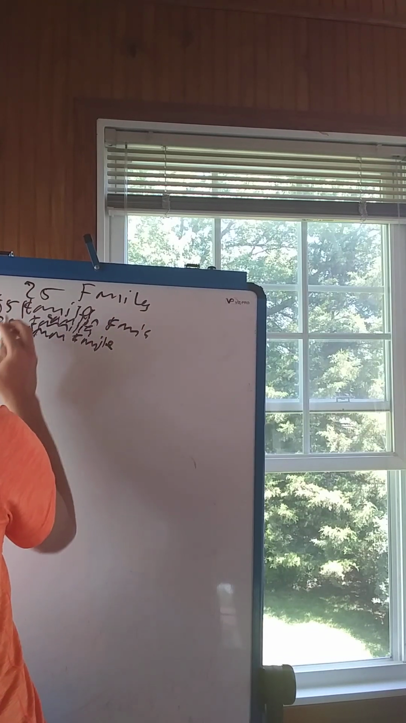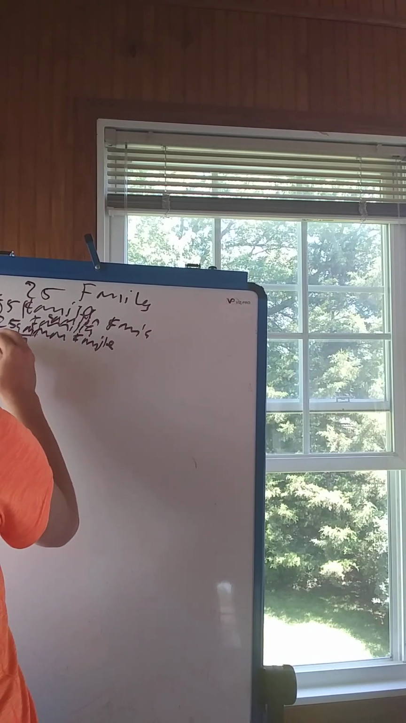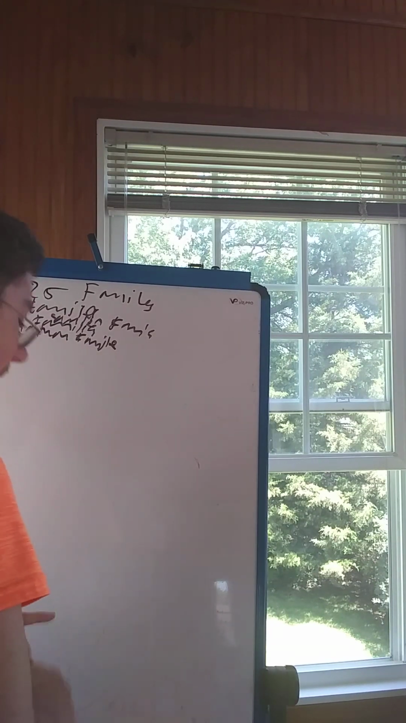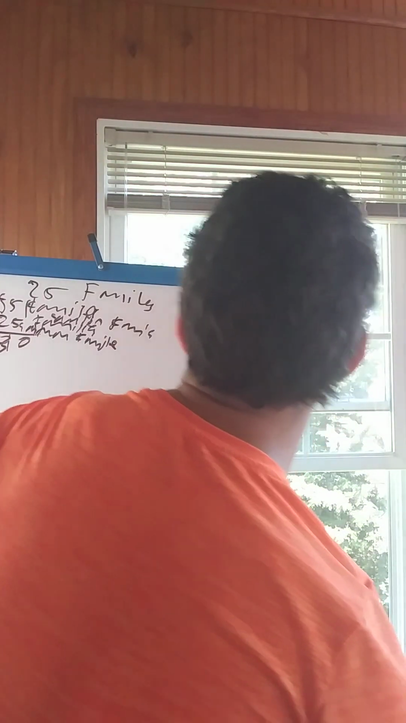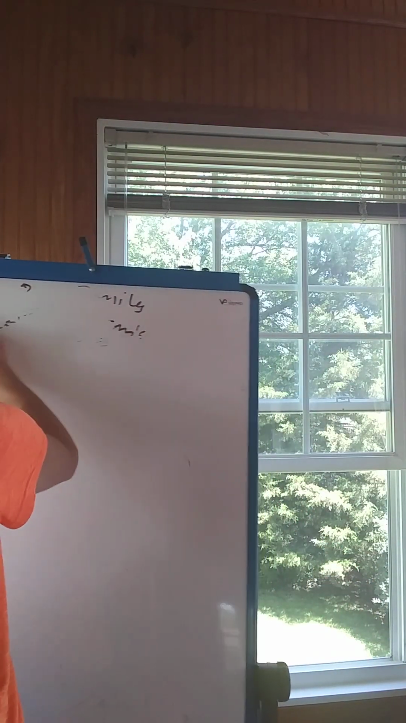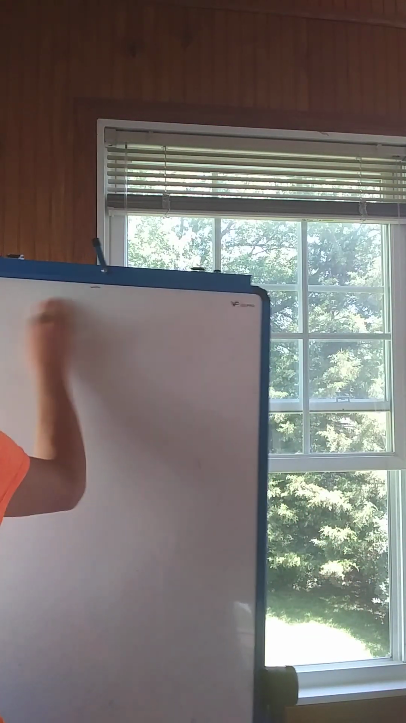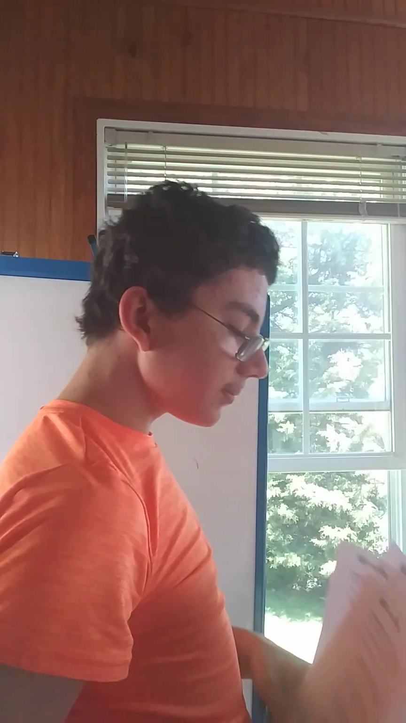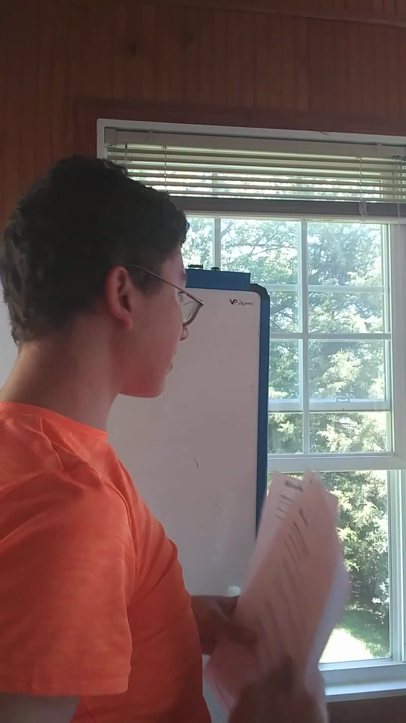So 0 and then 543. 543. So 30 families would be that one. Alright, so, okay. So that was that for today. Alright. So, we're going to come back to that tomorrow.